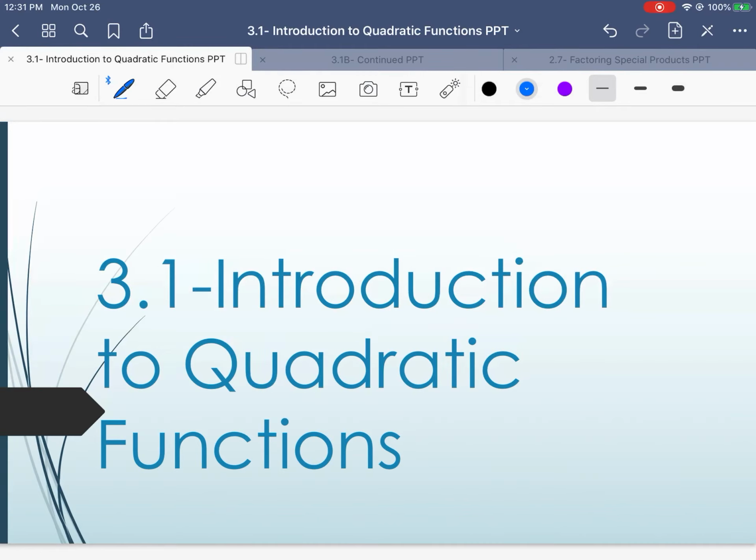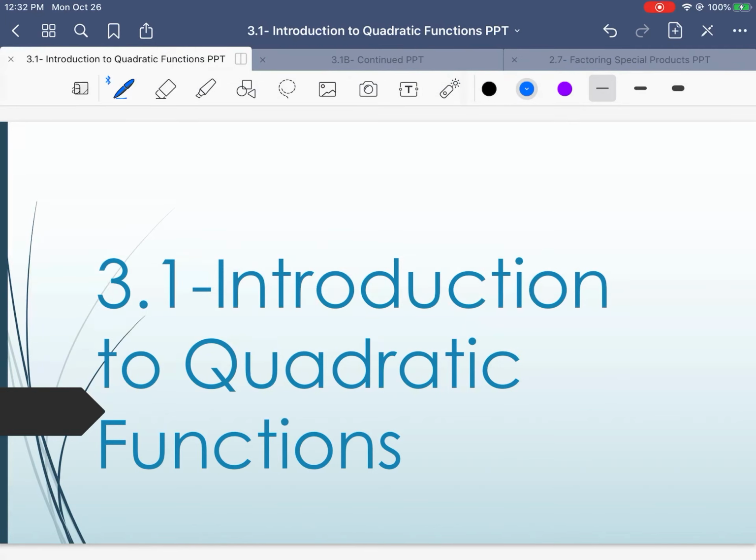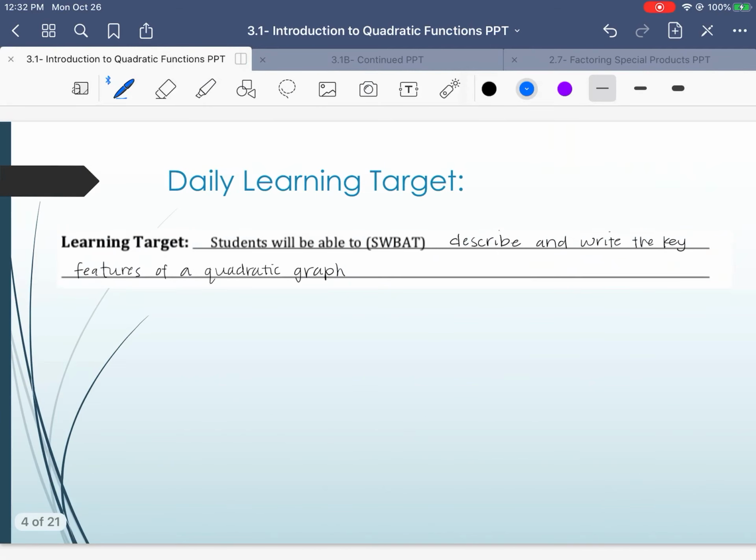Okay, today's lesson is going over chapter 3, the first section, 3.1. It's basically an introduction to quadratic functions, the shape of their graph, their key features, and other things like that. So we're going to go through this and see if we can talk about identifying and describing. Really the goal is to write the key features of a graph and understand what they are correctly.